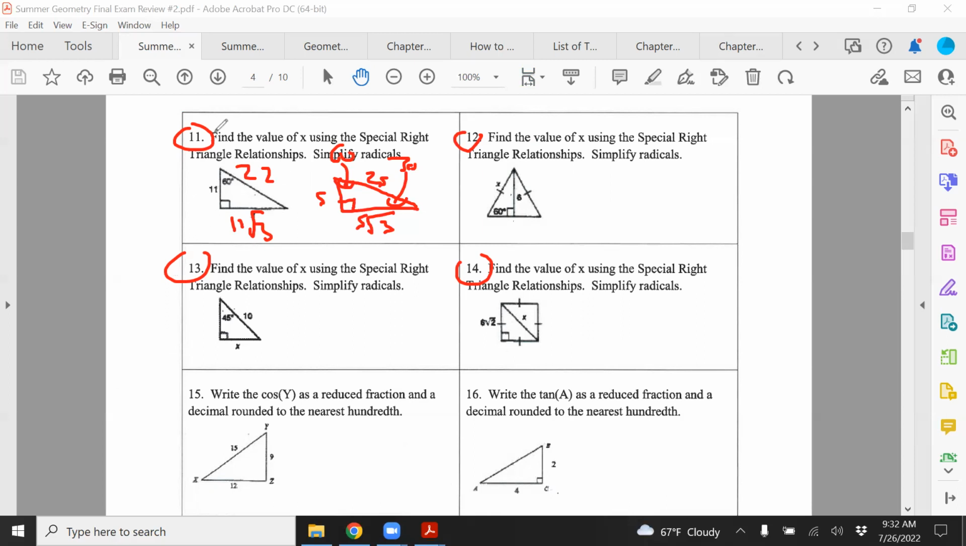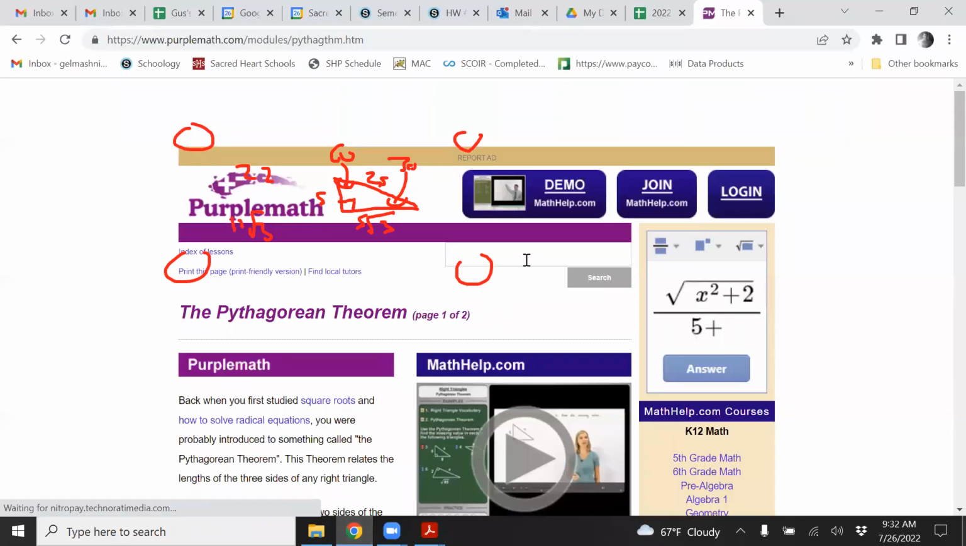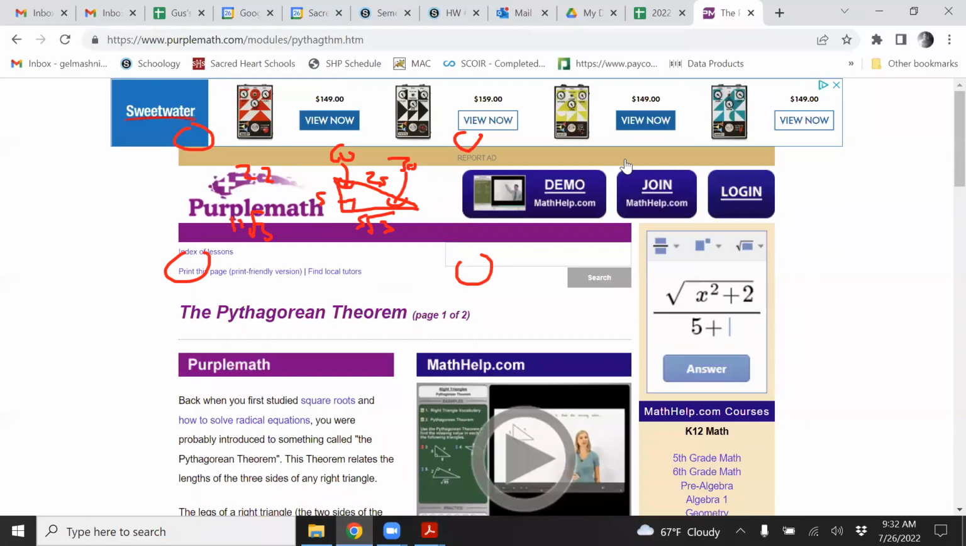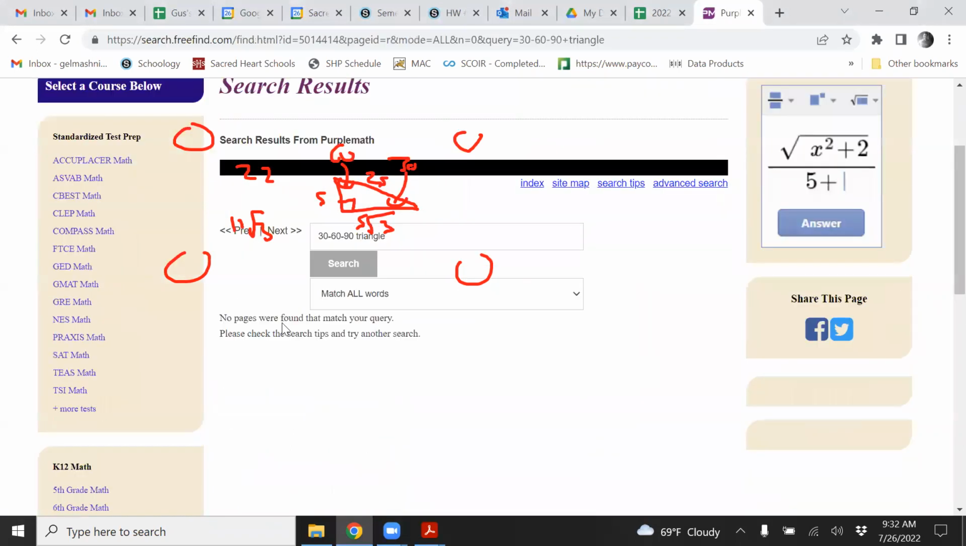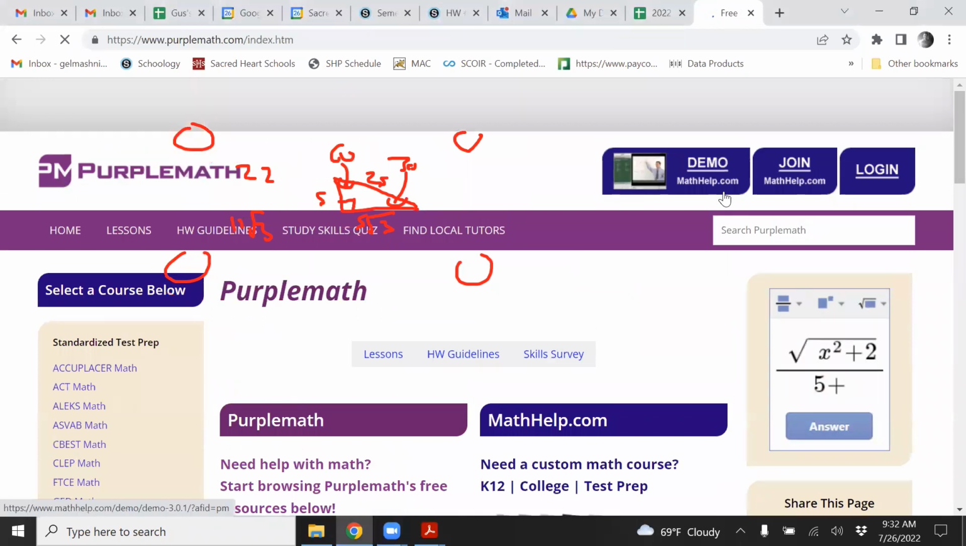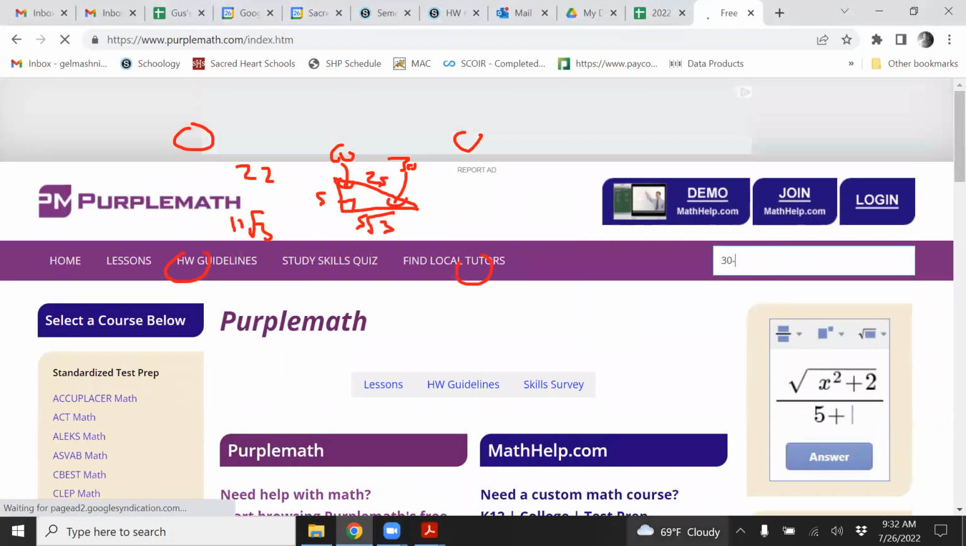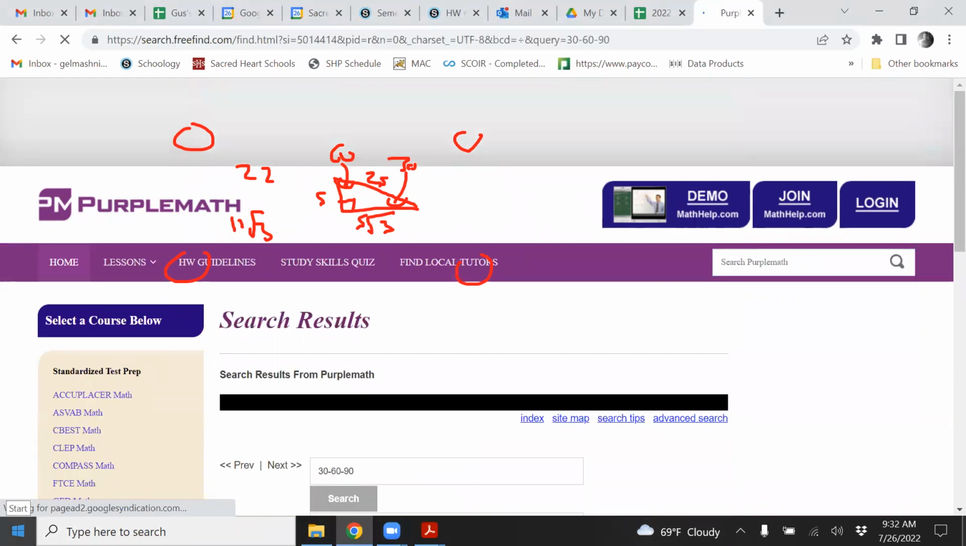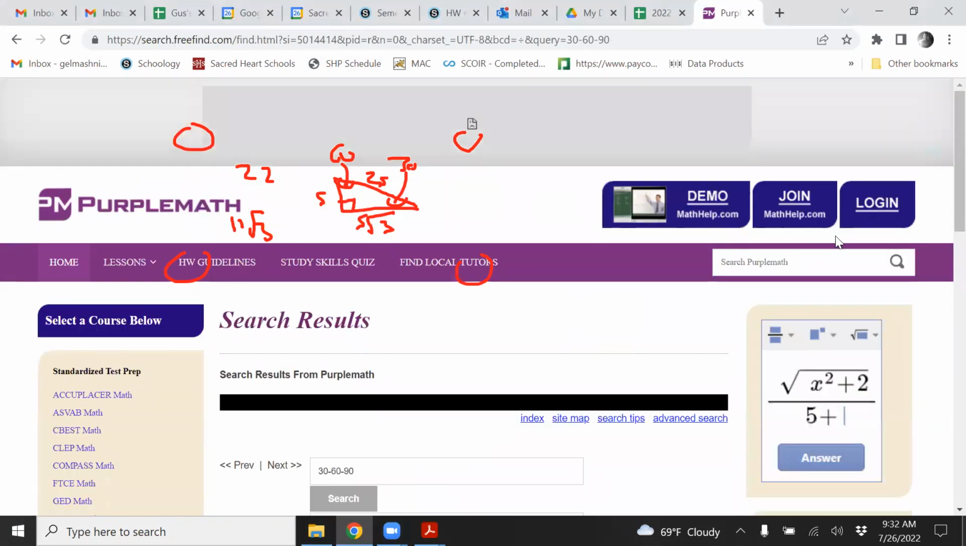Or, and I'll give you guys this link. It's a really good link. Just type in 30, 60, 90 triangle. I don't know why the search bar got so small. Okay, that's weird. There we go. 30, 60, 90. Okay, that is getting really weird. Special right triangles. Here we go.